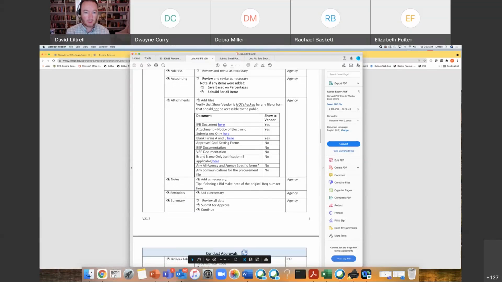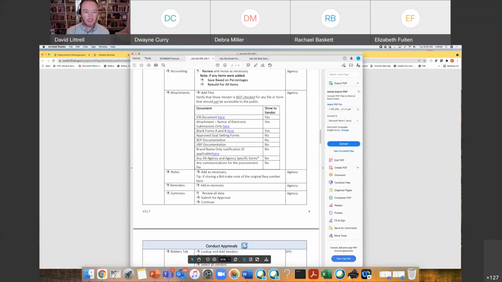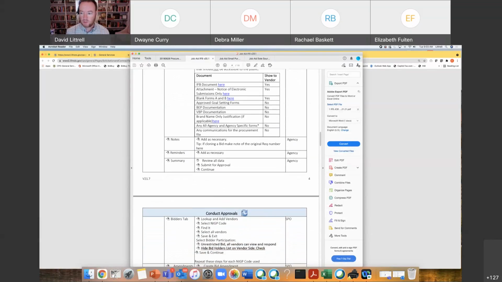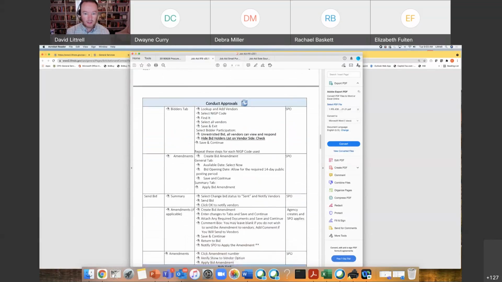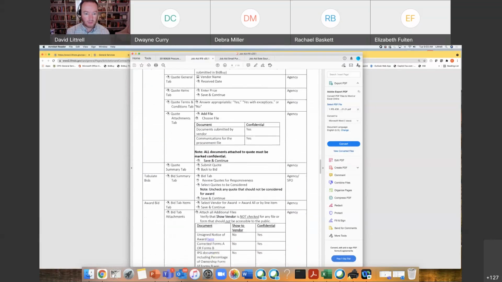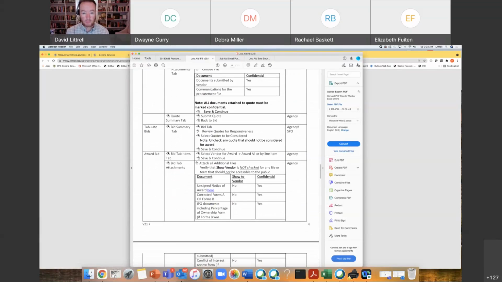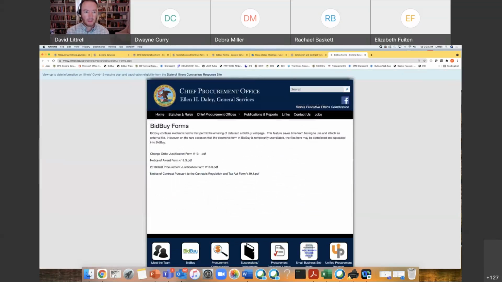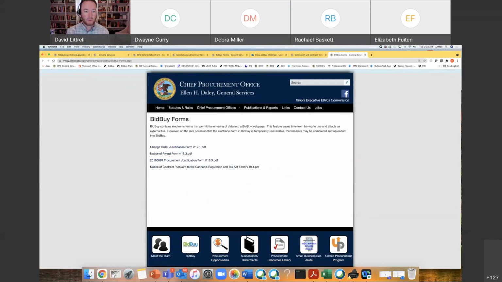The attachment, notice of submissions, blank forms A, forms B, brand name only justification. What's one that would be a different page? Okay, notice of award. Click on the link, and it takes you to where your notice of award forms are. There's a link for the procurement justification form as well.